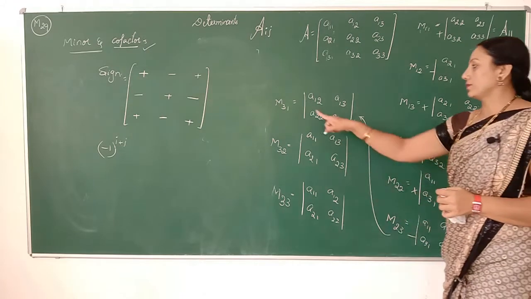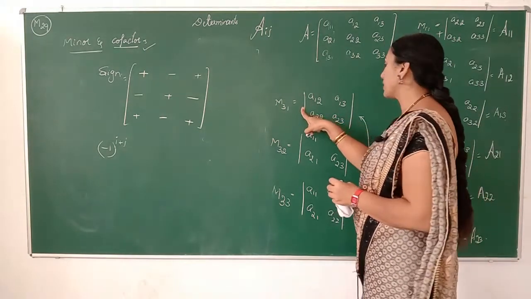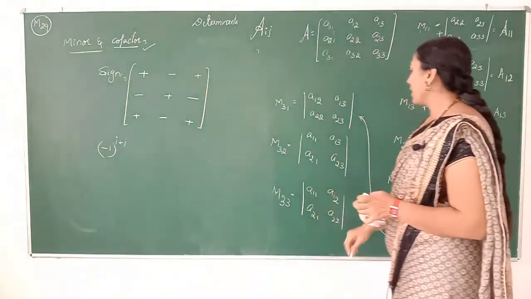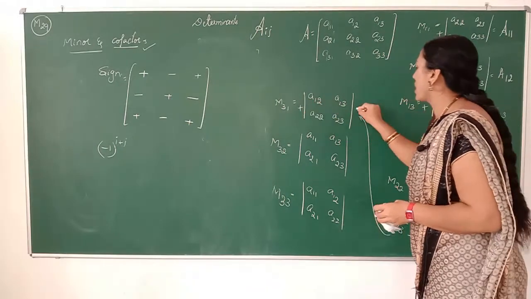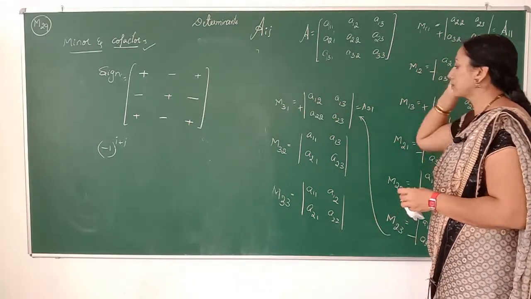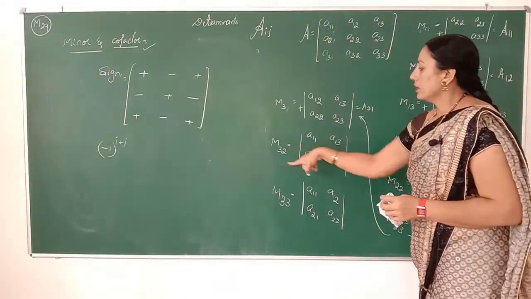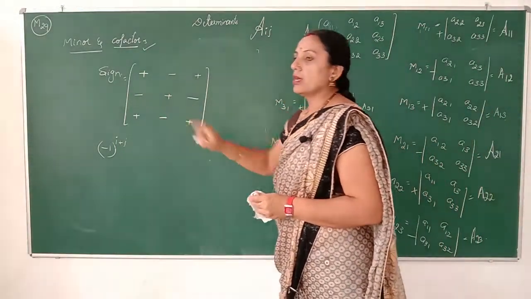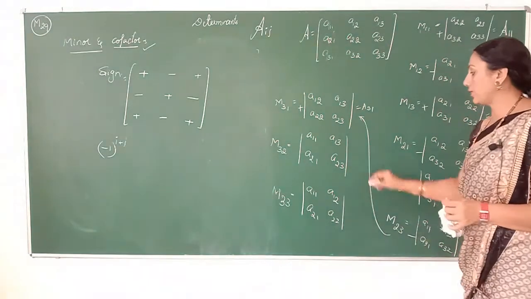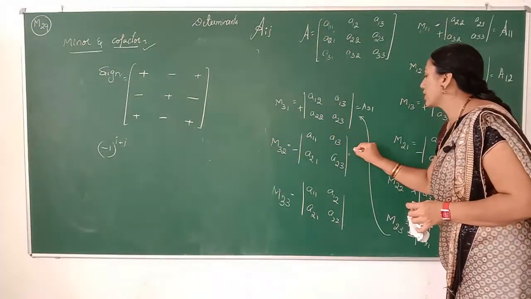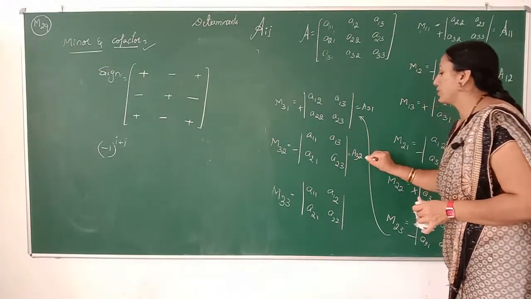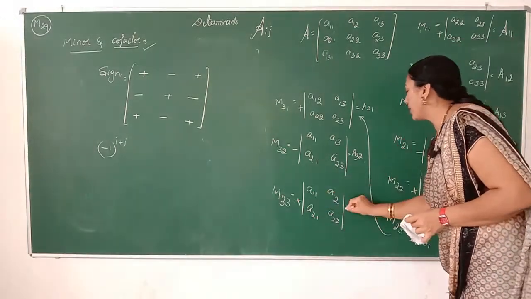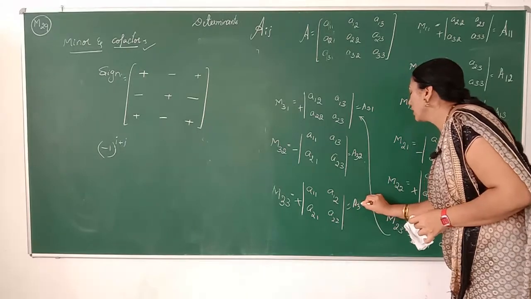Then the third row. The seventh element is A31, which is multiplied by positive, that is plus of A31. And M32 is the minor of A32, so the corresponding sign of A32 is minus. That is also denoted by M32. And the last one is multiplied with plus, which will be equal to A33.